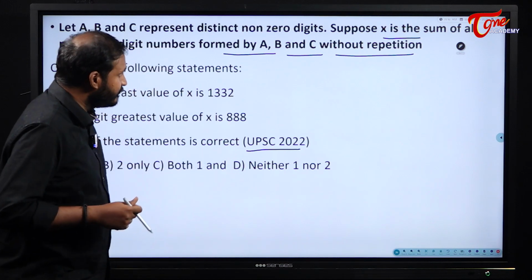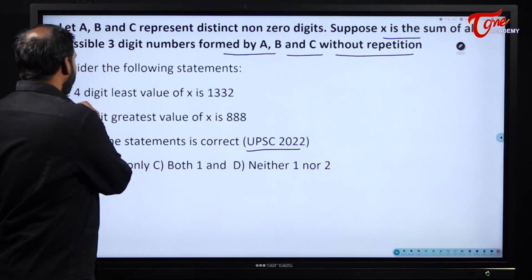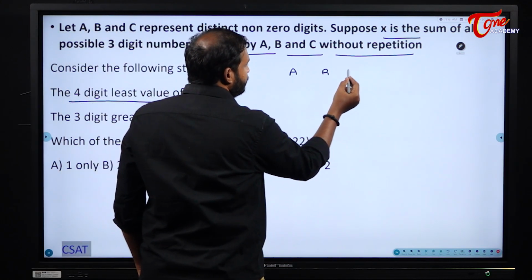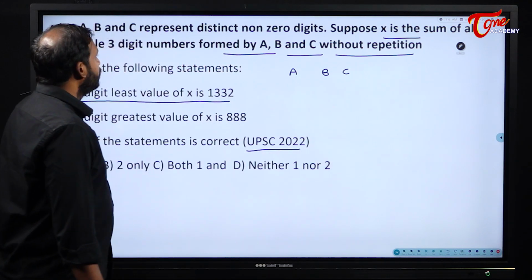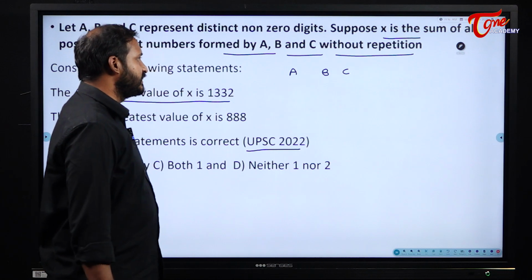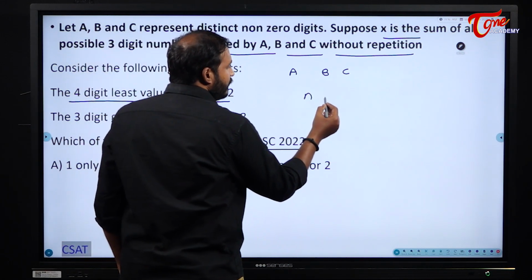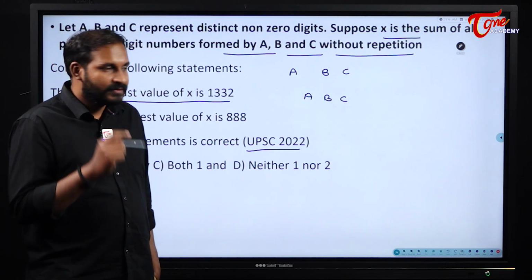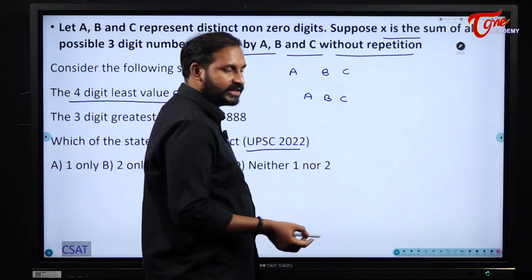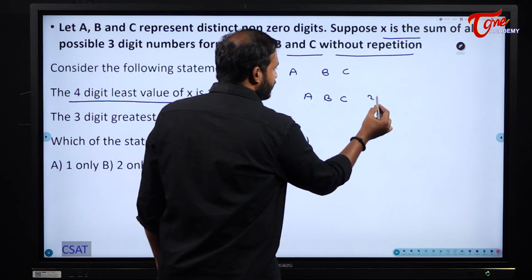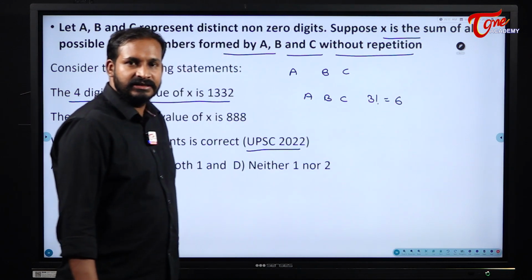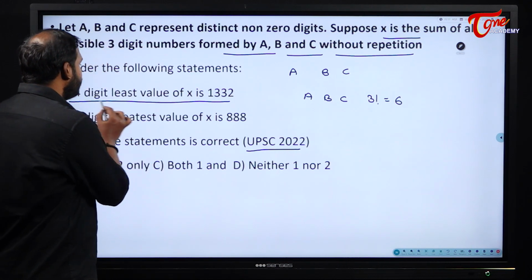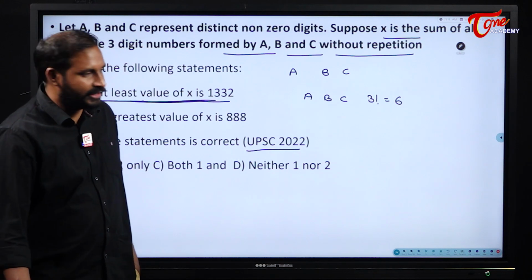Now see here students, first of all they are telling that the 4-digit least value of x is 1332. So there are 3 numbers A, B and C, which represent 3 distinct digits. With those 3 digits A, B and C, how many numbers can we write? With 3 different digits, how many numbers can we write? This is 3 factorial ways. That means we can write 6 different numbers using any 3 digits, but in our case what they are giving is the 4-digit least value of x is 1332.